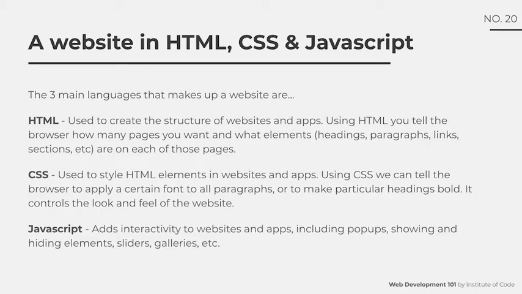So in terms of the actual website functions then, HTML creates the structure of websites and apps. So you tell the browser how many pages you want and what elements you want on those pages: headings, paragraphs, links, sections, etc. Every single element that's on the page was put there with HTML. CSS then is used to style those elements. So CSS doesn't create anything new, it just takes the existing elements, the headings, the paragraphs, the links, and applies the style. So it might say, make the headings bold, make the background red, position this image on the right-hand side, add some space around something. It's all of the look and feel of a website.